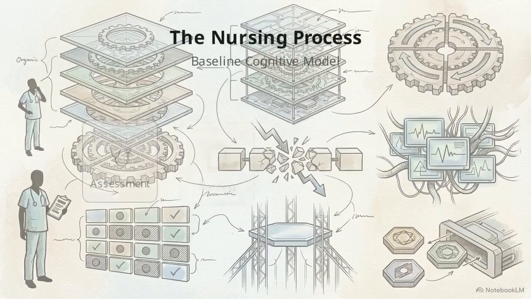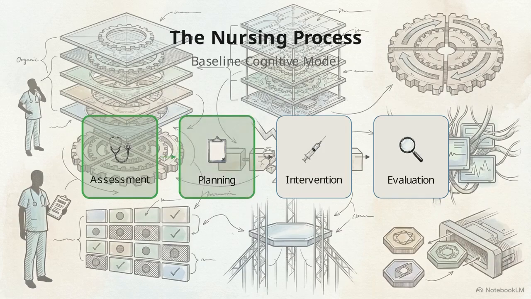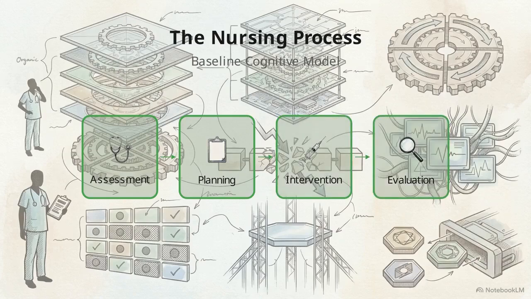This flowchart outlines the traditional nursing process taught in pre-licensure education. It dictates a strict sequential method: assess the patient, plan the care, intervene, and evaluate. This linear sequence functions flawlessly in stable, predictable clinical environments where complications present one at a time.